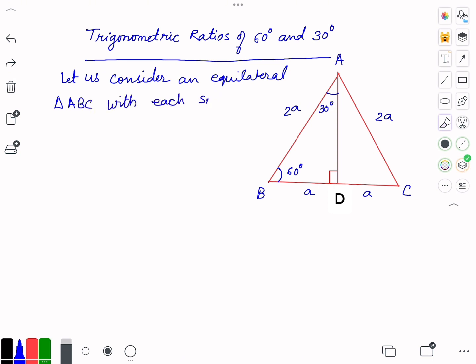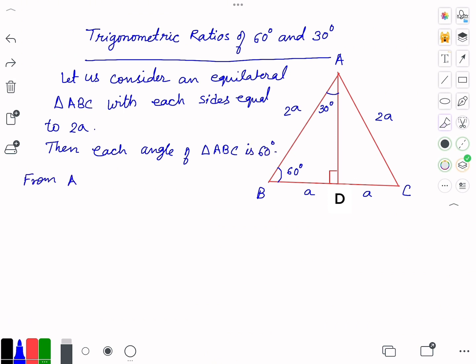Now let us write this first. So let us consider an equilateral triangle ABC with each side equal to 2a. Then each angle is equal to 60 degree, because in an equilateral triangle each angle is 60 degree. From A we have drawn a perpendicular on BC, which is AD perpendicular to BC.